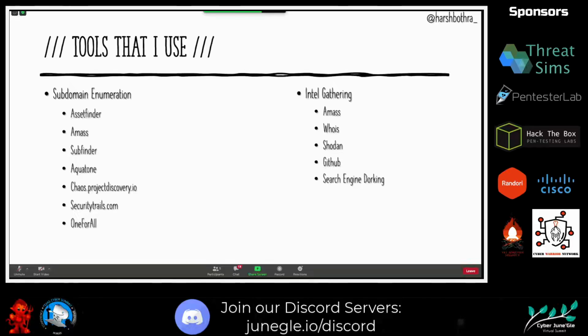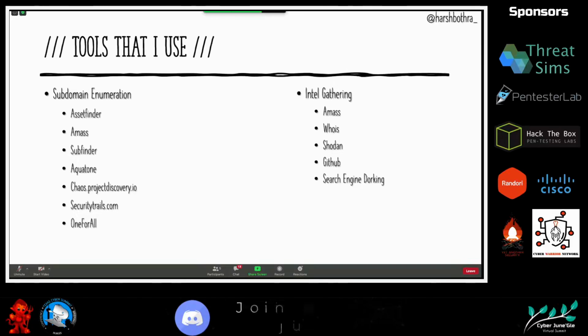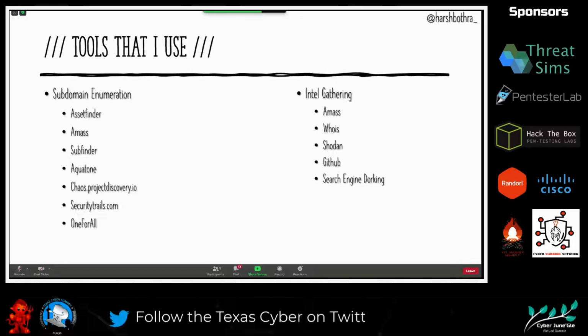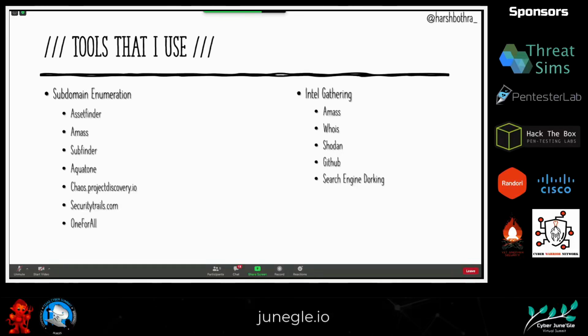I usually use Assetfinder and Subfinder, but these are the tools that I have in my arsenal, like Aquatone, then Chaos. This thing, chaos.projectdiscovery.io, is something newly released, and these people are literally scanning the whole internet, and they are doing really great. You can find all the subdomains on their website, and you can simply download them and save a lot of processing time. Even Subfinder is developed by Project Discovery itself, so it's a really good tool.